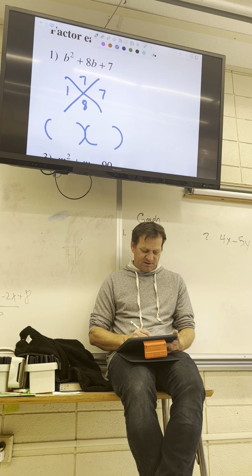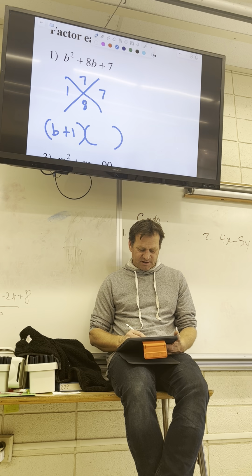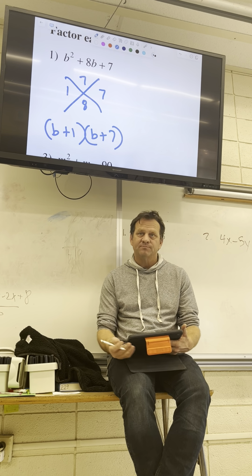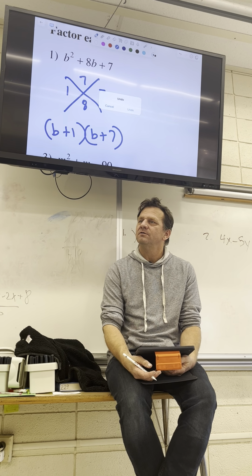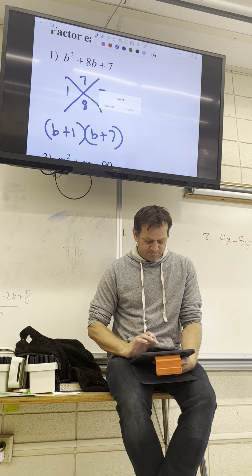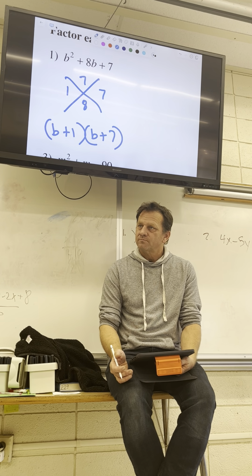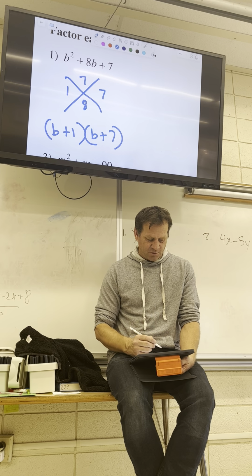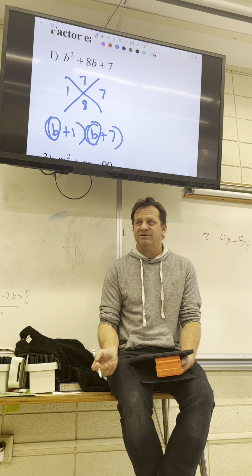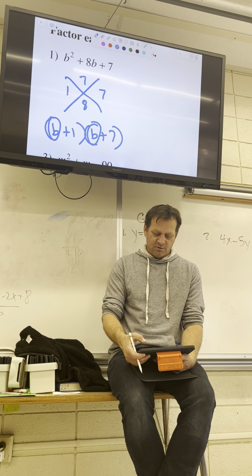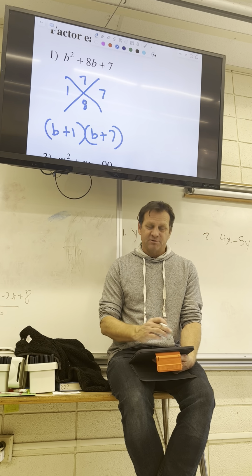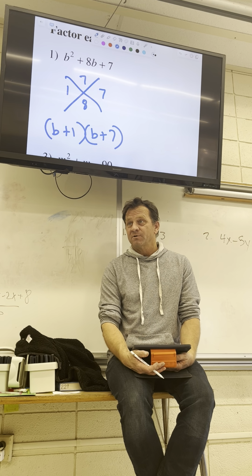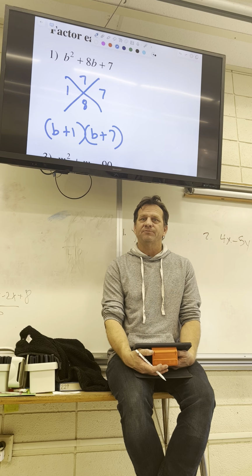So this would be b plus 1 times b plus 7. Does it matter what side the 7 or the 1 is on? No. Since both of these are just a single b, it doesn't matter. Tomorrow, when we're going to have numbers in front of b, then it will matter, okay? But for right now, it doesn't matter.